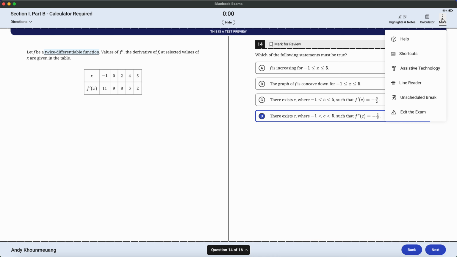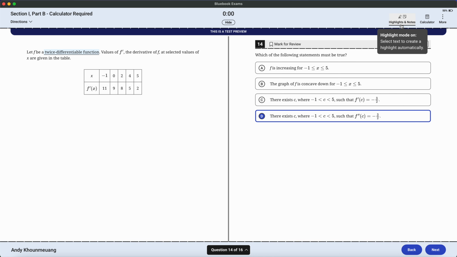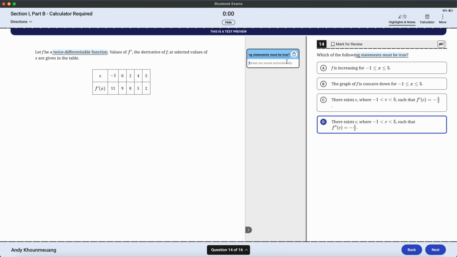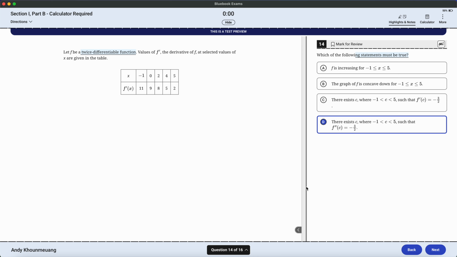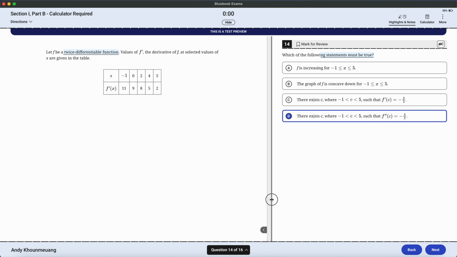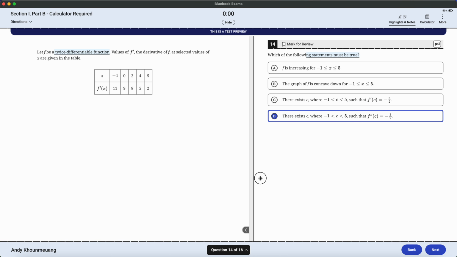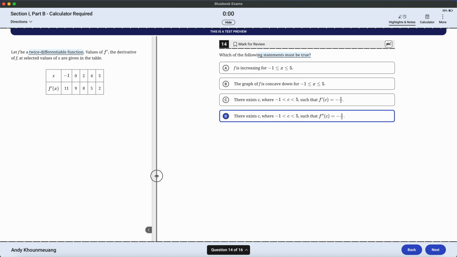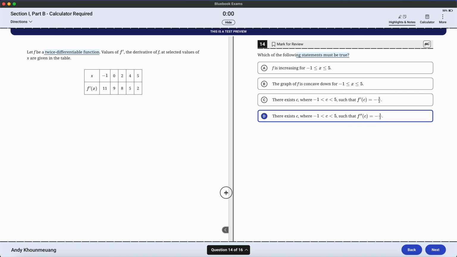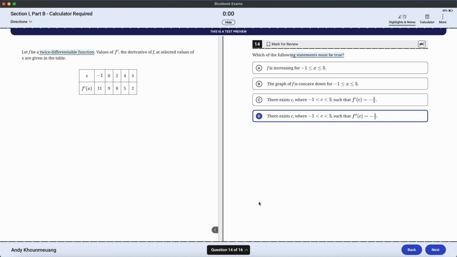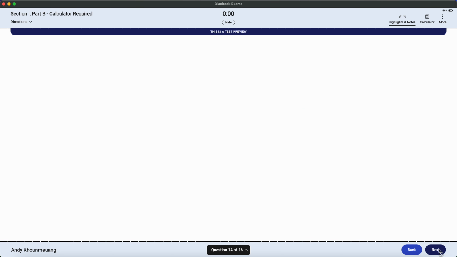Let's see. You can highlight. You already know that. You can also make a note. You could also hide the note. You can also move the MCQ in the problem if you want to focus more on the problem or the answer choices. So just play around with it. You should understand what's happening, right? Yeah.